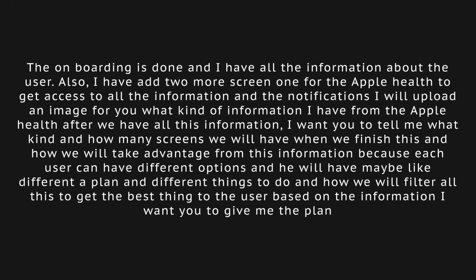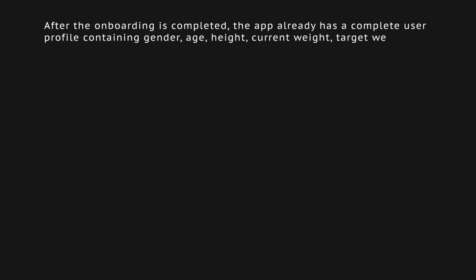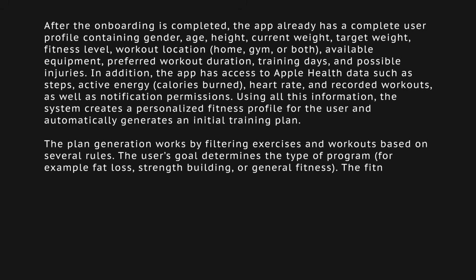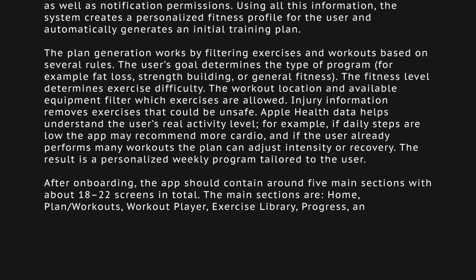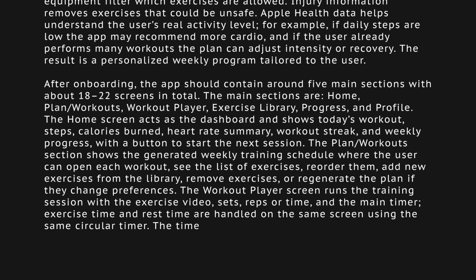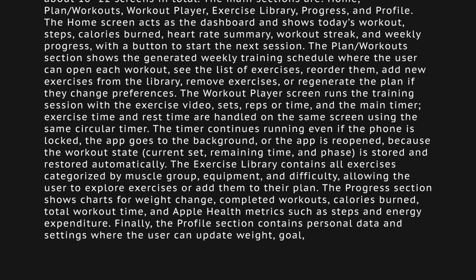Since every user will have different data and different goals, how should the rest of the app be structured? What screens should we have after this point? And how can we actually use all this information to generate the best workout plan for each user?